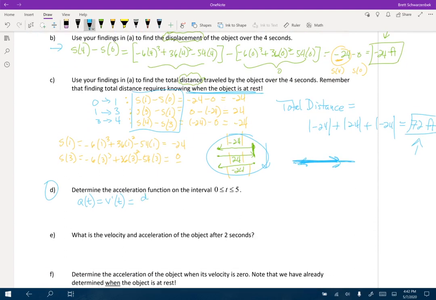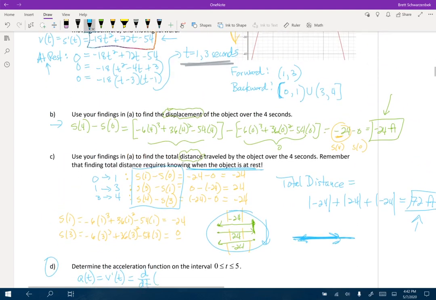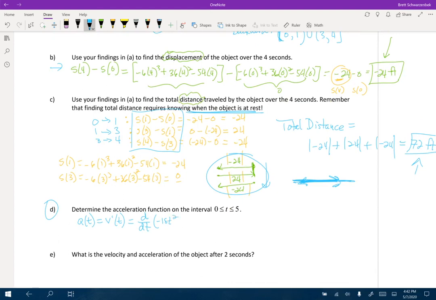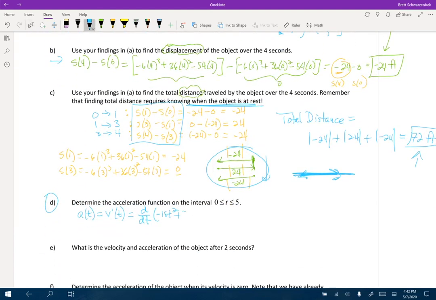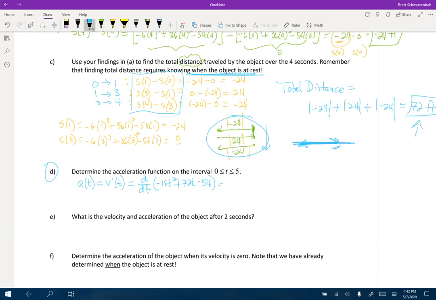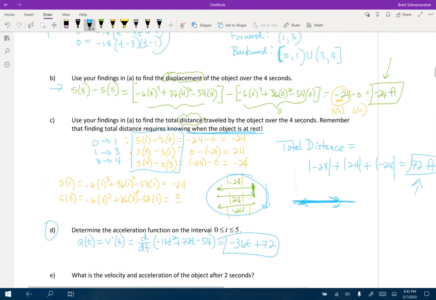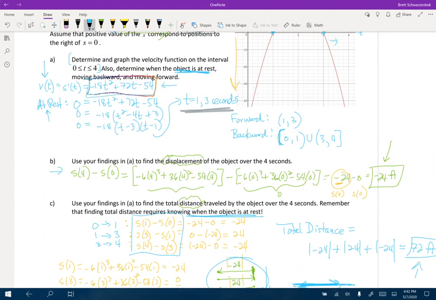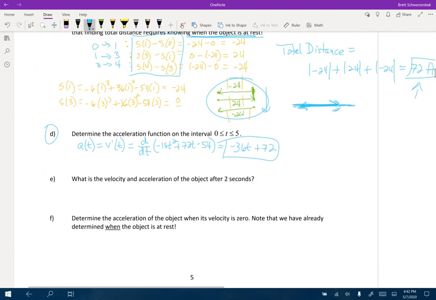So we're taking the derivative with respect to not x, but t of negative 18t squared plus 72t minus 54, right? Which is going to be negative 36t plus 72. So therefore, this is the acceleration function. If you're looking for what the acceleration is at a certain time, you use this function, just like you would use this function up here to find the velocity at a certain time. Well, guess what? That's the next question.